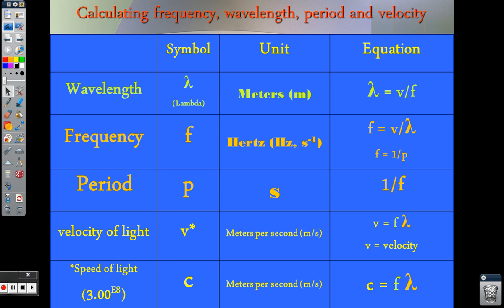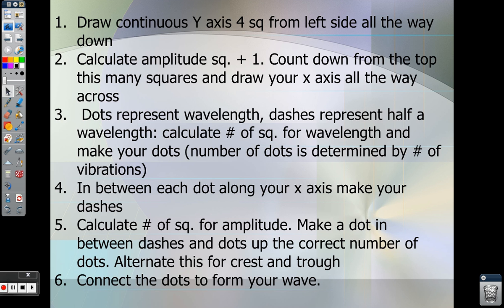Next up, we have a half sheet. You need to put a half sheet of this on the next available page, and underneath that half sheet, you need to write down these directions.